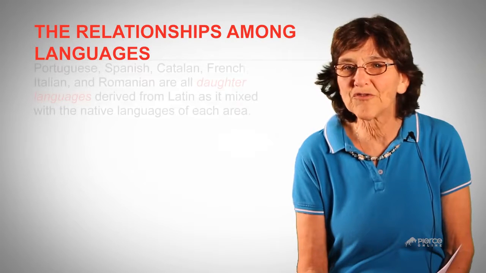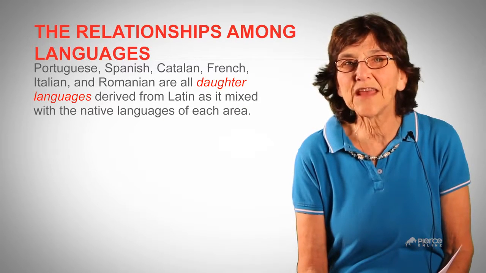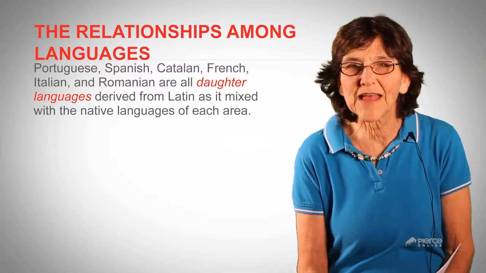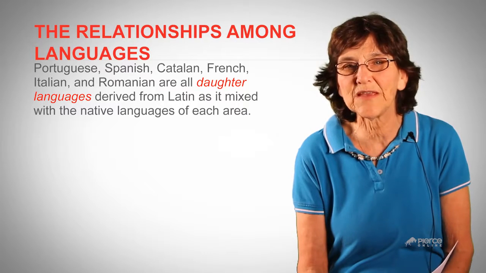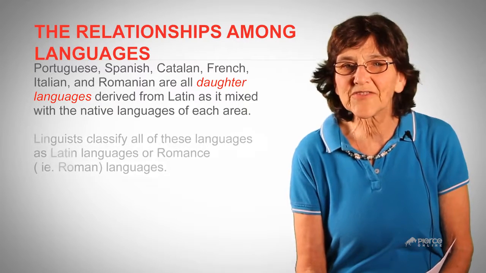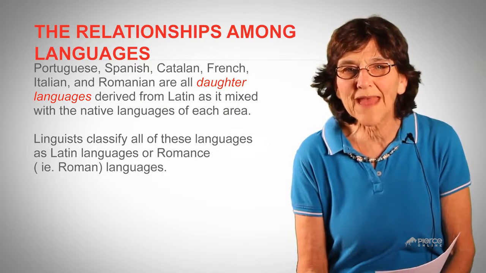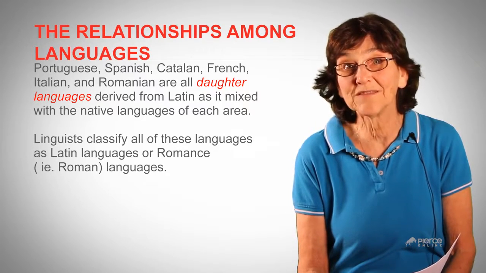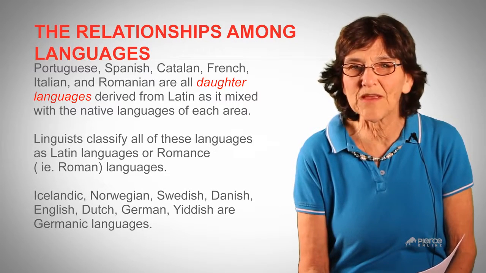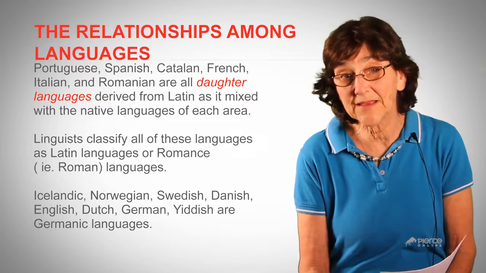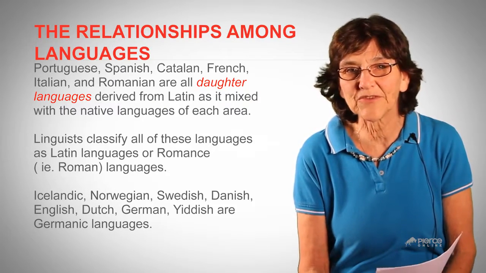For instance, Portuguese, Spanish, Catalan, French, Italian, and Romanian are all daughter languages derived from Latin, as it mixed with the native languages of each area. Linguists classify all of these languages as Latin languages, or Romance, i.e. Roman languages. On the other hand, Icelandic, Norwegian, Swedish, Danish, English, Dutch, German, Yiddish are Germanic languages.